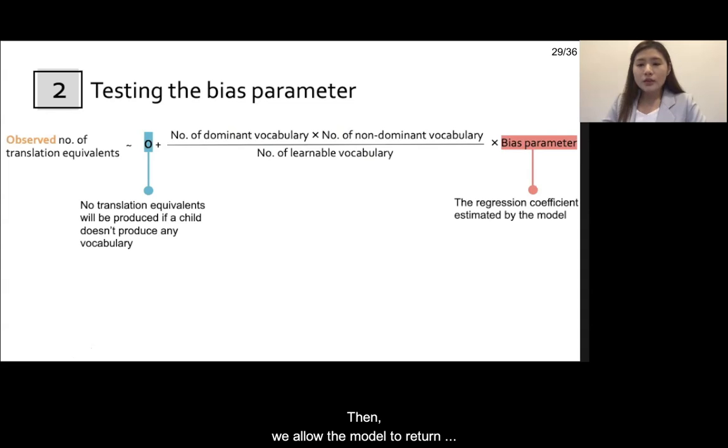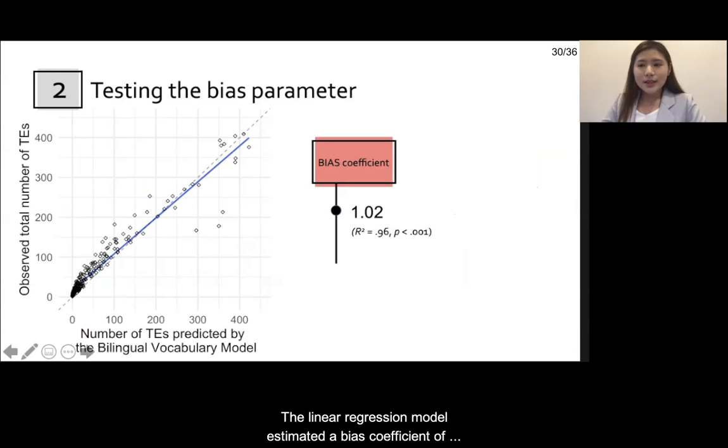Then we allow the model to return the bias parameter with the regression coefficient estimated by the model. This would indicate what the bias parameter needs to be in order to fit how many translation equivalents we observed in the data. The linear regression model estimates a bias coefficient of 1.02, which is extremely close to 1.